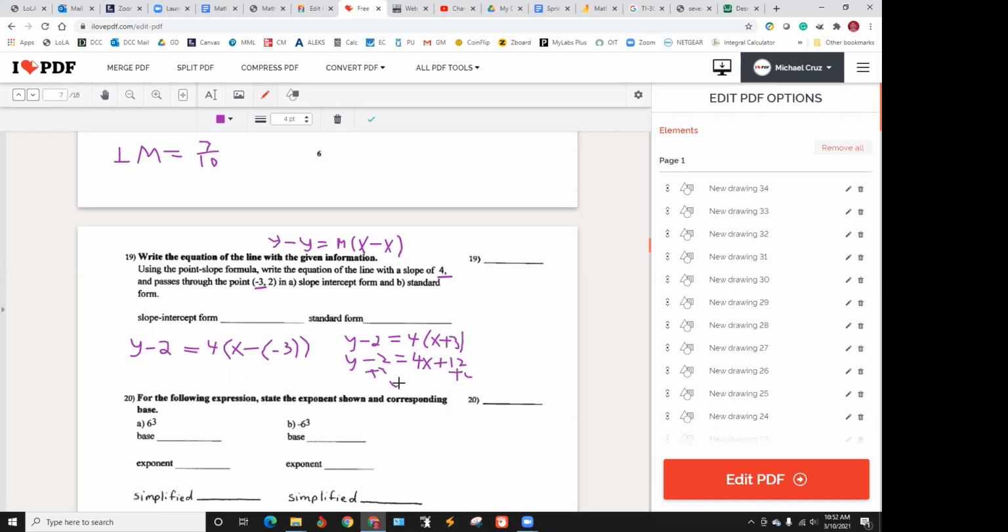$12 and then plus 2. And then we got y is equal to 4x plus 14. So that's what we call the slope-intercept form for that particular point and slope.